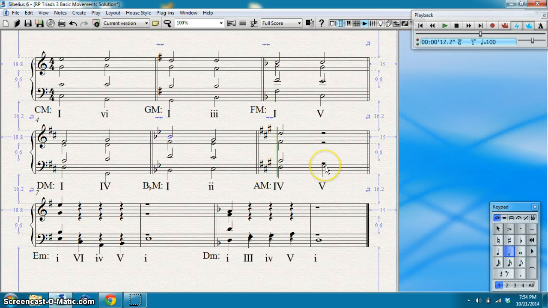So I have an E, so I need an E, a G sharp, and a B. So we're going to use the contrary motion rule. D will go down to the next available note, which is B. The F sharp will go down to the next available note, which is E. And the A will go down to the next available note, which is G sharp. So here's 4 to 5 in A major.